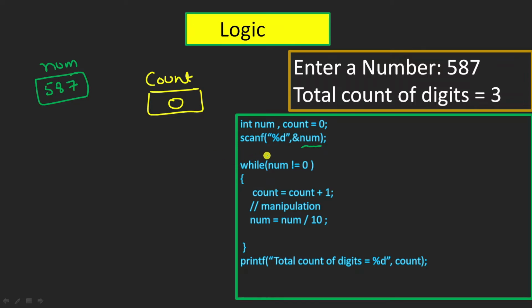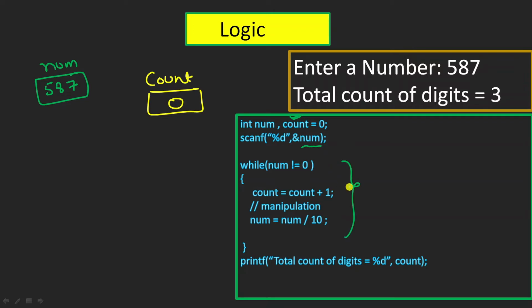Now, to keep track of the total number of digits in your number, you have taken a counter variable, count. You can take any other name for the variable also. Now I have initialized this counter as 0. I will tell you why I have initialized it to 0.